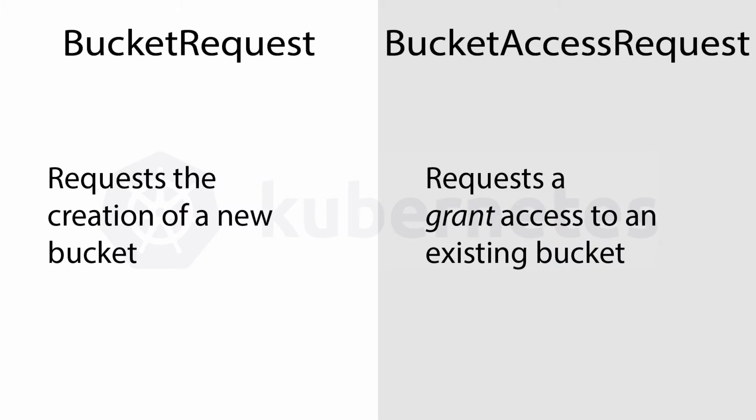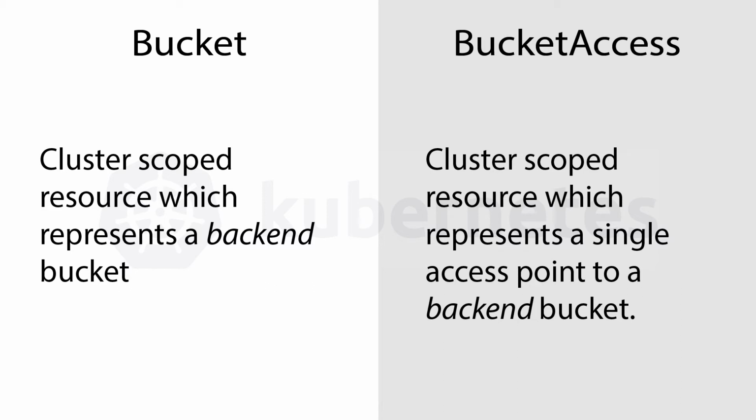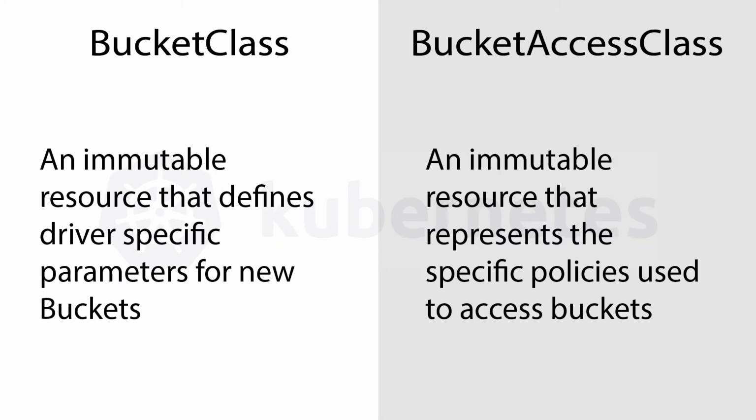Our first pair of resources is the bucket request and bucket access request. Together, these allow us to request the creation of new buckets and also request new accesses for any existing buckets. Then, we have the actual resources which represent the backend bucket and another resource that represents a single access point to one of those backend buckets. Lastly, we have the bucket class and bucket access class.